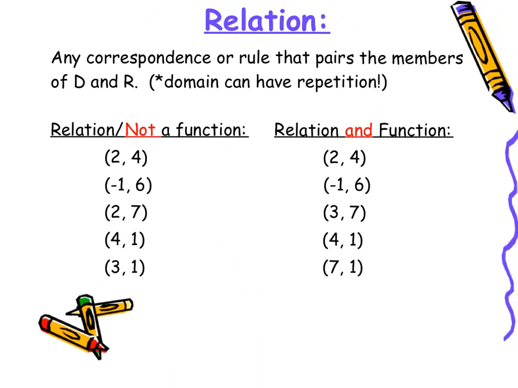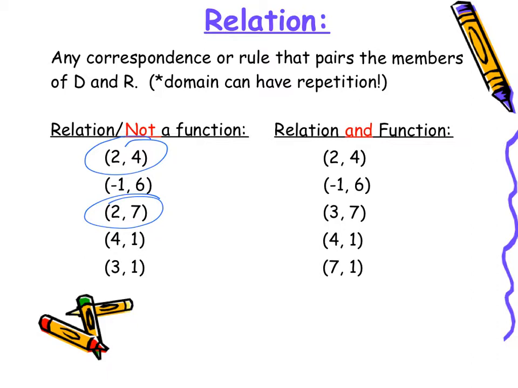A couple quick things here. Two examples. One is a function, one's not. This one isn't because of these 2 points. Remember the definition of a function states that each x value can get paired with exactly one y value.